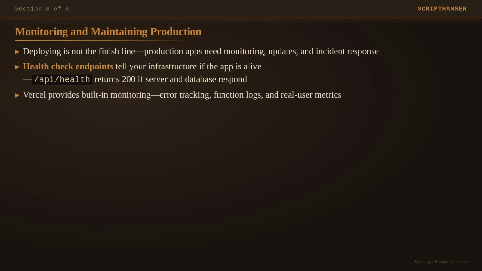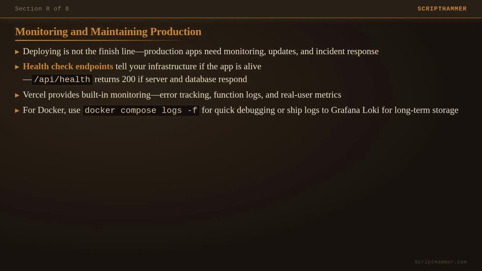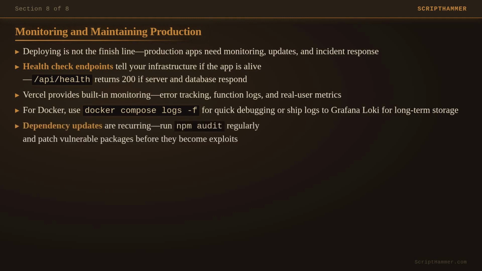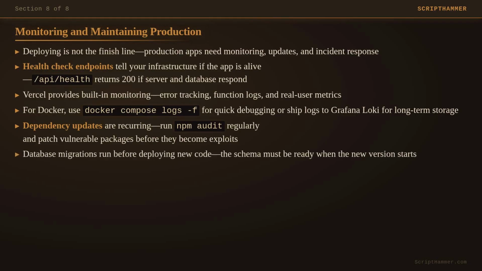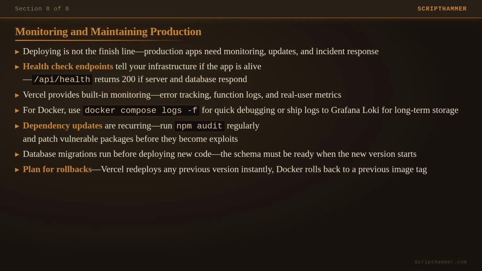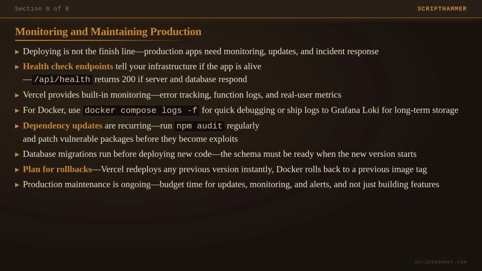Vercel provides built-in monitoring, error tracking, function logs, and real user metrics. For Docker, use docker compose logs -f for quick debugging or ship logs to Grafana Loki for long-term storage. Dependency updates are recurring. Run npm audit regularly and patch vulnerable packages before they become exploits. Database migrations run before deploying new code. The schema must be ready when the new version starts. Plan for rollbacks. Vercel redeploys any previous version instantly. Docker rolls back to a previous image tag. Production maintenance is ongoing. Budget time for updates, monitoring, and alerts, and not just building features.